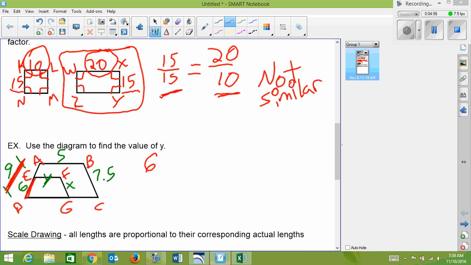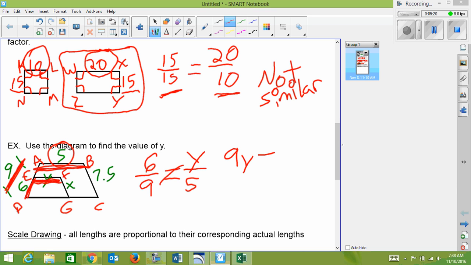So I have 6, which is the shorter side, to 9, which is the longer side. And then this side, since I started with a smaller figure, I need to put that on top, and that corresponds to this side, which is 5. And then if I just go ahead and solve that, I should be able to get what y is. So crisscross applesauce, just like I taught you in junior high.